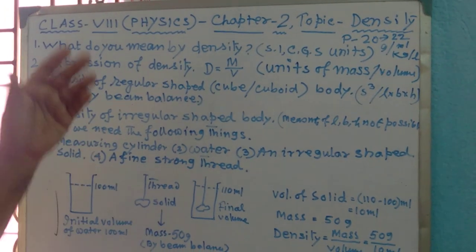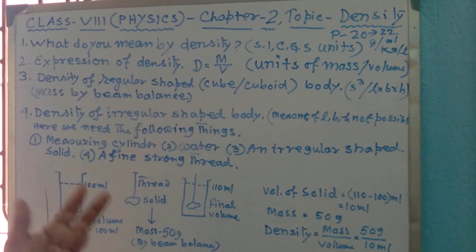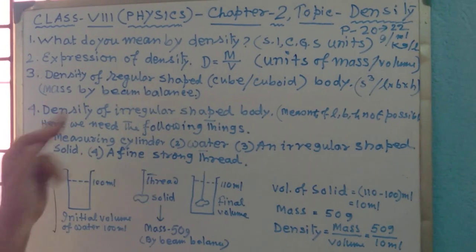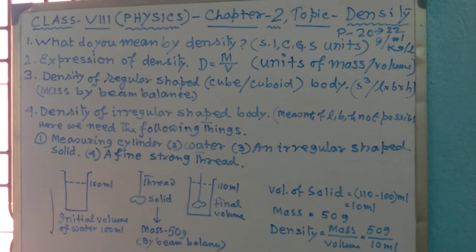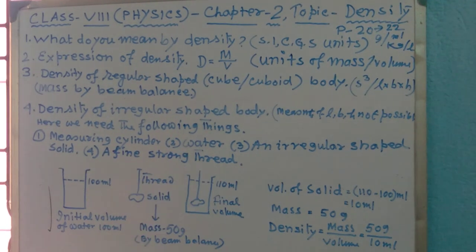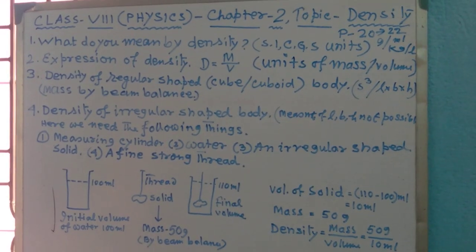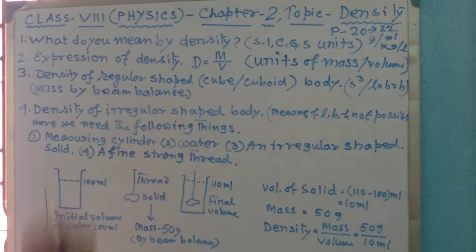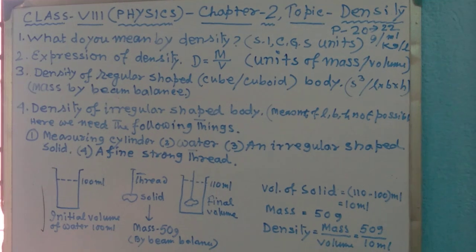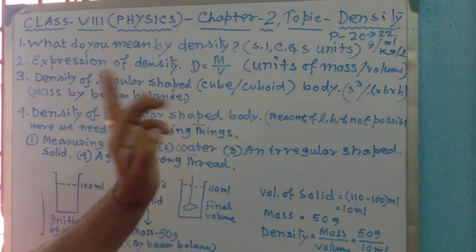So the general formula to calculate density is mass by volume. It has different units, SI and CGS. Now, density of regular shape. Regular shape means it can be a cube or a cuboid. For a regular shaped body, we can measure the density. As we know, density is equal to mass by volume. Therefore, at first we will use a beam balance. We will measure the mass of the cube or the cuboid.